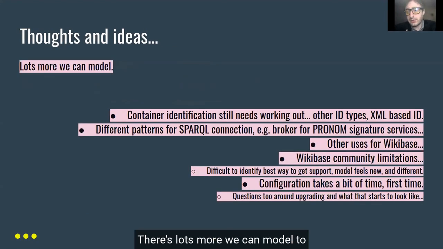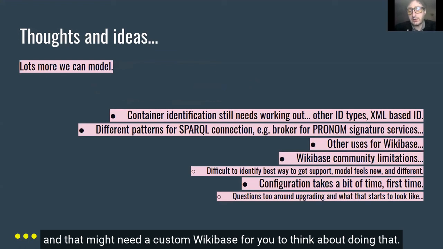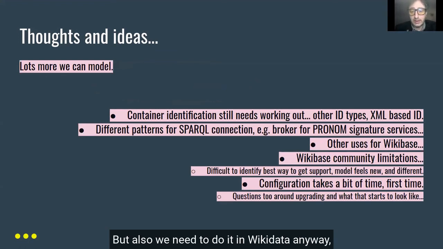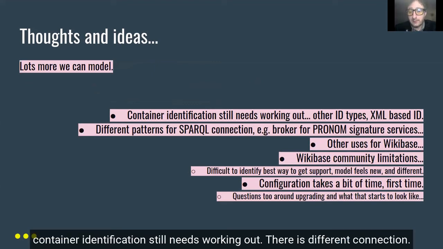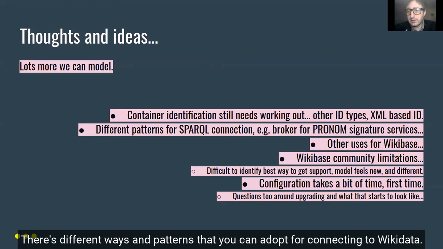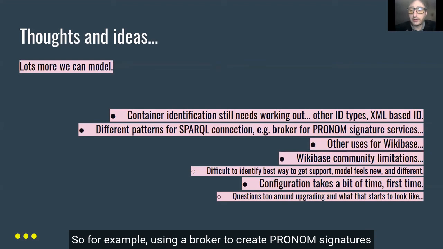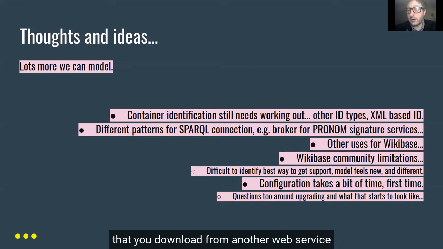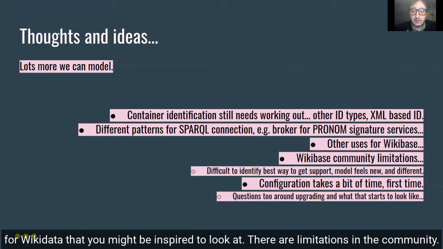There's lots more we can model too, and that might need a custom Wikibase for you to think about doing that, but also we need to do it in Wikidata anyway. Container identification still needs working out. There are different connection patterns that you can adopt for connecting to Wikidata. So for example, using a broker to create Pronom signatures that you download from another web service so that Droid can be compatible with Wikidata. There are other uses for Wikidata that you might be inspired to look at.